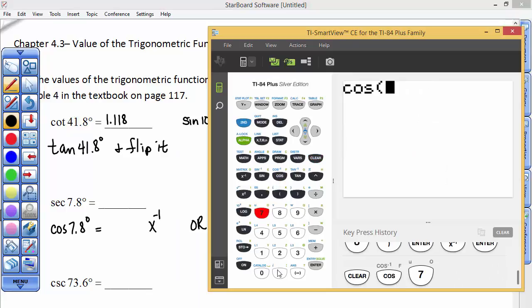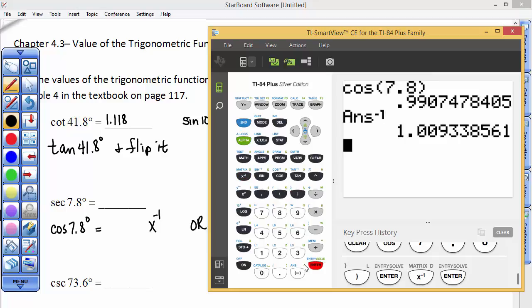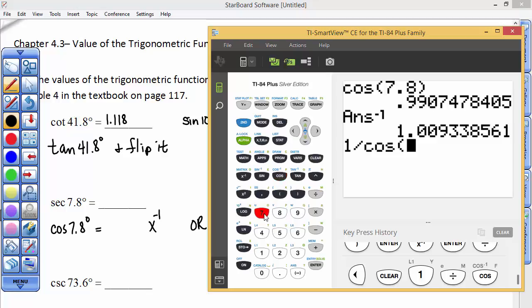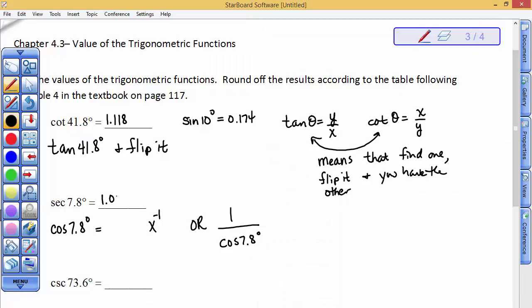So option number 1 is to find the cosine of 7.8 degrees and then flip it to get your answer. Or take 1 divided by the cosine of 7.8 and you have your answer directly. Doesn't matter, either way. 1.009.